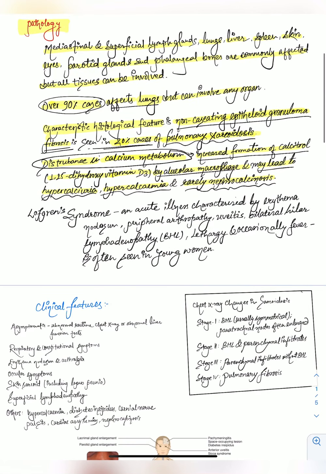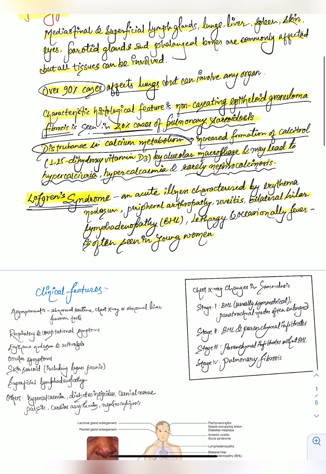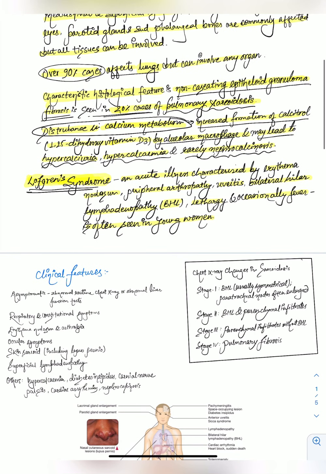I have also given a short introduction to Lofgren syndrome. What do you mean by Lofgren syndrome? It is an acute illness characterized by erythema nodosum, peripheral arthropathy, uveitis, bilateral hilar lymphadenopathy, BHL, lethargy, and occasionally fever. It is often seen in young women. So if these symptoms are seen in young women, it is known as Lofgren syndrome. The symptoms we will discuss in clinical features.